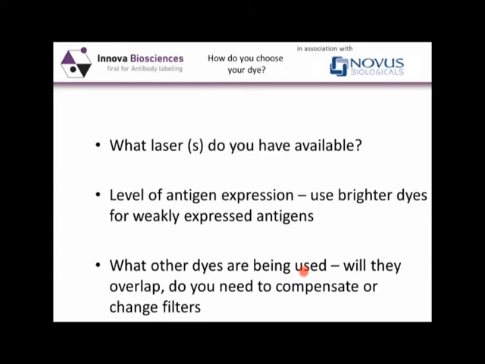You also need to know what other dyes are being used. Do they overlap with the dyes you want to use, or do you need perhaps to compensate your data or to change filters? And again, Graham talked about this aspect a little bit, and I'm just going to review some of that now.